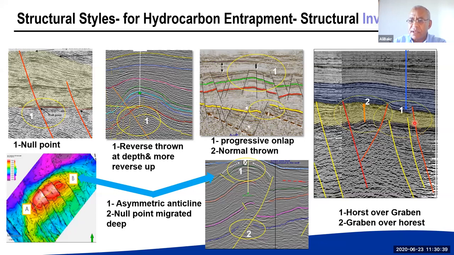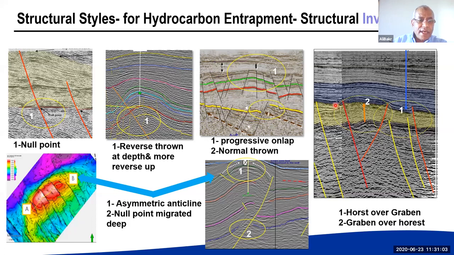Very interesting. This fault is completely normal. This fault is completely normal. This fault is showing normal down and reverse up. When you see something like that, count that as one of the 7 criteria that will tell you this area was subjected to an inversion. Look for different other stuff.